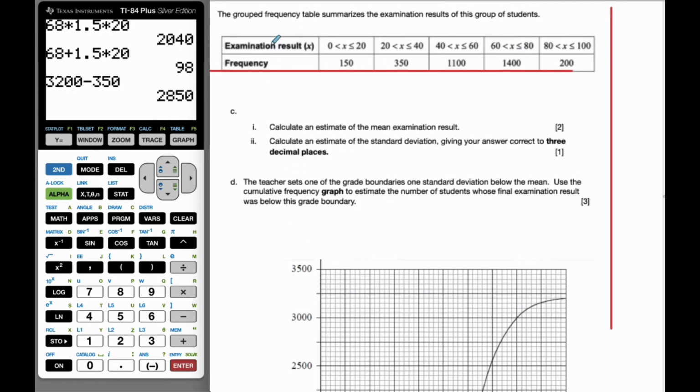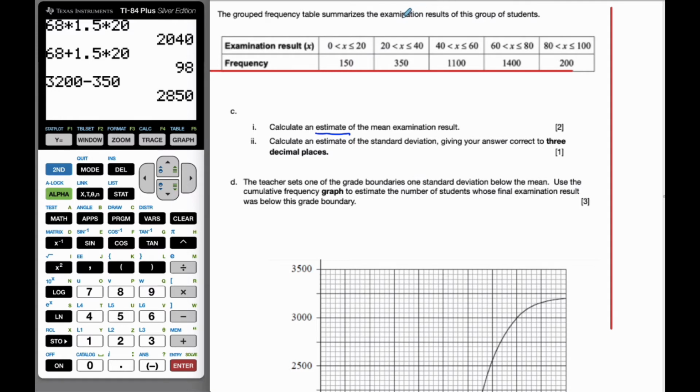Okay, so now the group frequency table summarizes the examination results as shown. And so we have between 0 and 20 and so on as shown. We want to estimate the mean examination result. The reason why it says estimate is because we don't know what these numbers are. Maybe there's like 149 zeros and 120. We don't actually know how it's distributed within there.